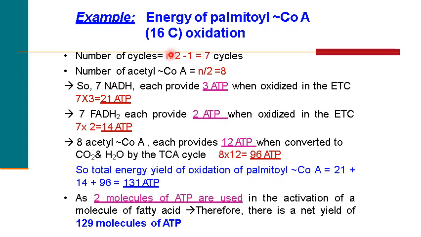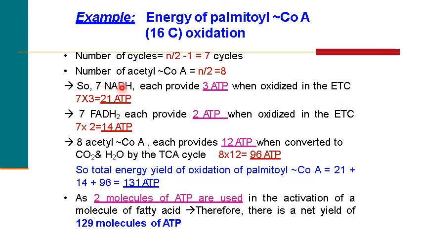So if we take an example of palmitoyl coenzyme A, that is a 16 carbon molecule, how many ATP will be produced? As you can see, the number of cycles is n/2 minus 1, which is 7 cycles, and the number of acetyl coenzyme A produced is n/2, equal to 8. So 7 NADH, as we have seen in the previous beta oxidation pathway, each produces 3 ATP. So in the electron transport chain, it will be converted into 21 ATP.